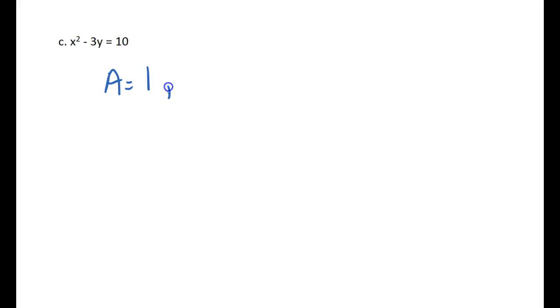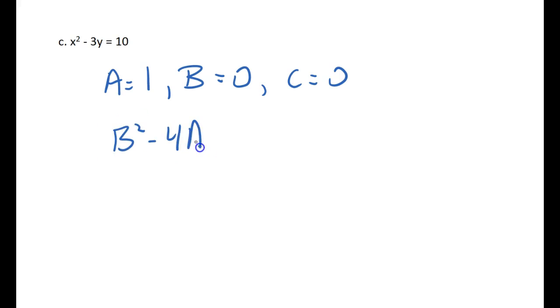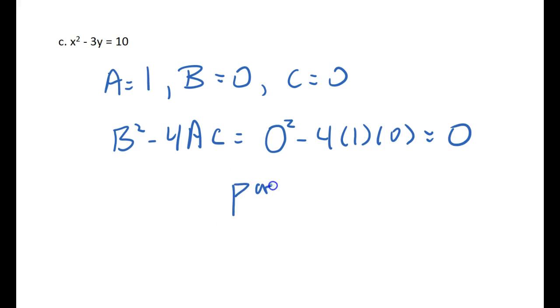A is 1, B is 0, and C is 0. Remember, B is the coefficient of the xy term, C is the coefficient of the y squared term. We don't have an xy term or a y squared term. So b squared minus 4ac is 0 squared minus 4 times 1 times 0. That equals 0, so we have another parabola from this equation. And that's all you need to know about conic basics. Given a second degree general equation in two variables, what kind of conic section would they generate?